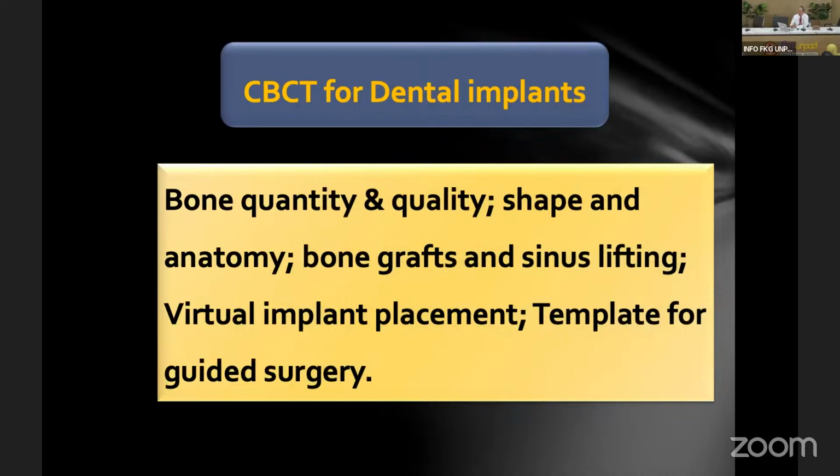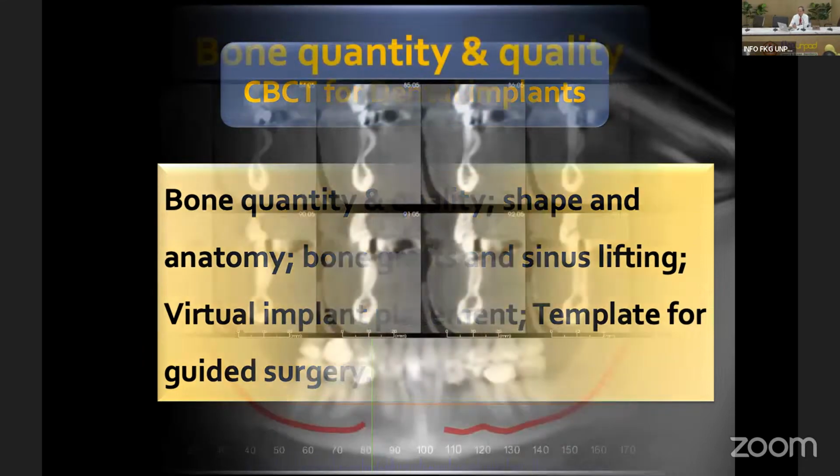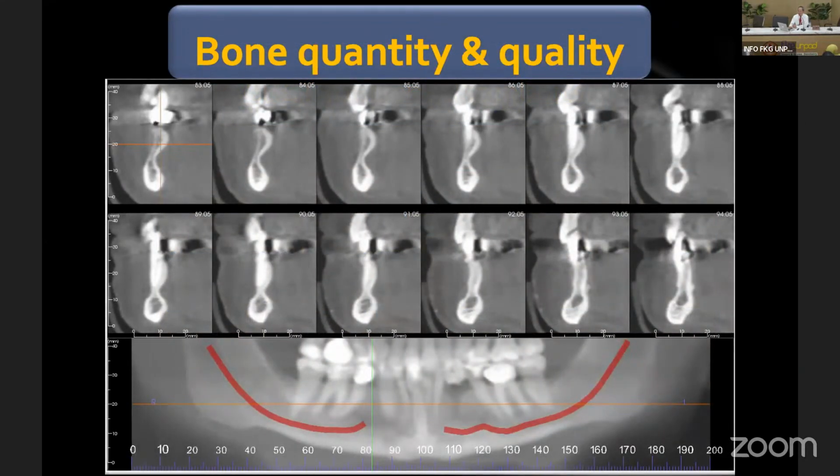We can look at the bone quantity and quality. We can look at the shape and anatomy, and also if we do bone grafting or sinus lifting, that's really helpful for us. Nowadays, if we need a full mouth reconstruction, we can do virtual implant placement, and we can also use a template for guided surgery. Some studies are going on with guided surgery.